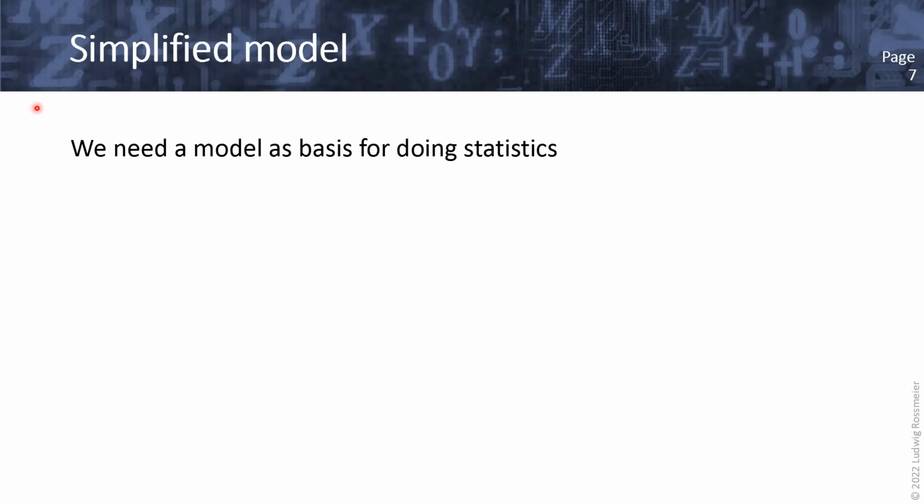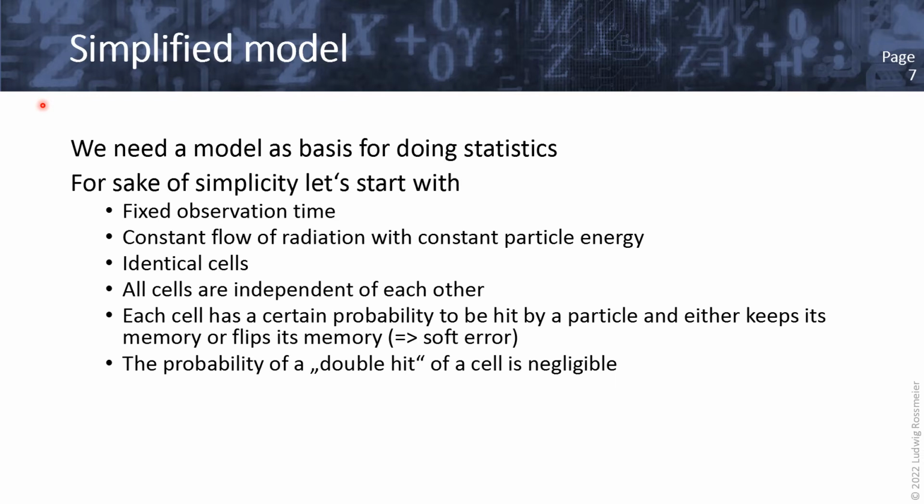What was clear to me already is that we need to do statistics. And for doing statistics, we need a certain model as basis. Therefore, I started with the most simplified model I could think of. And this is to use fixed observation time. There's a constant flow of radiation with a constant particle energy. There are identical cells, and all cells are independent of each other. Each cell has a certain probability to be hit by a particle and either keeps its memory or flips its memory, which is a soft error.